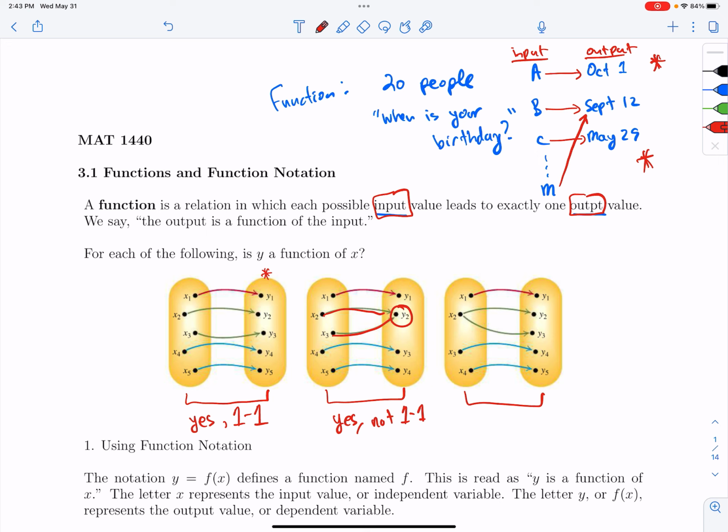And then the last image here, this is not a function because this x2 input points to two separate outputs. So that's one way that we can represent functions with these input-output tables.